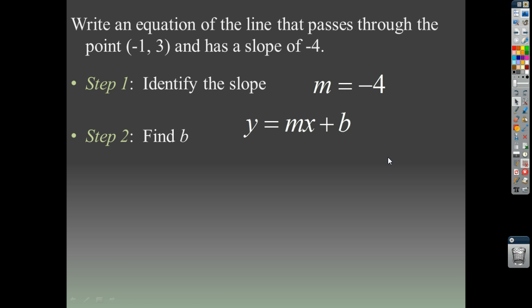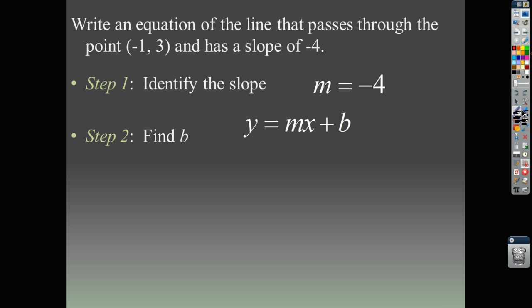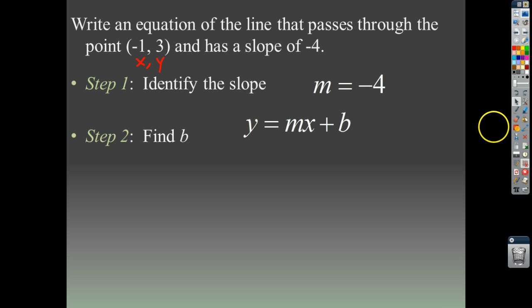So let's start with y equals mx plus b, and then substitute in certain points. I know that x, y is (-1, 3), so x is -1 and y is 3. That is a solution for this line, a point that works for this line. So let's plug that in. I'm going to substitute in 3 where we see y.